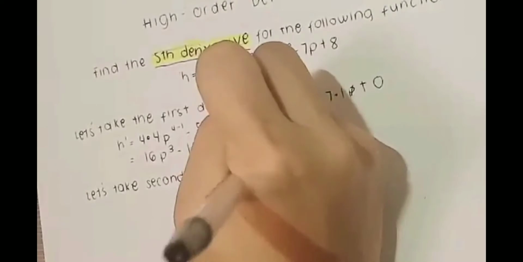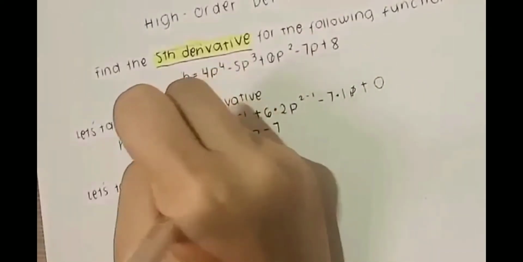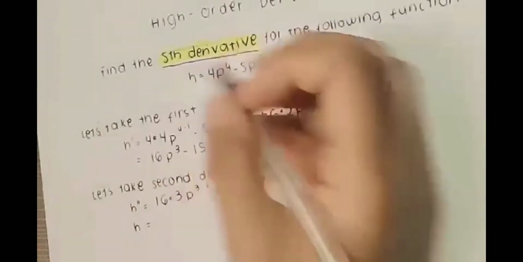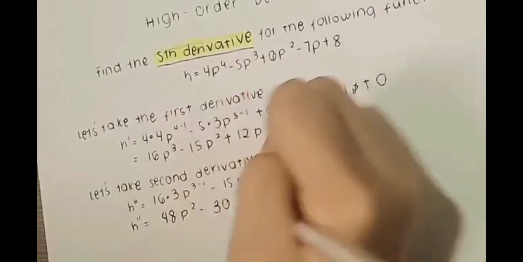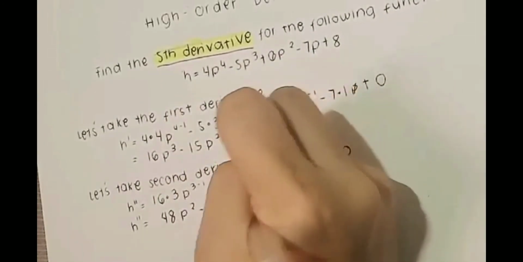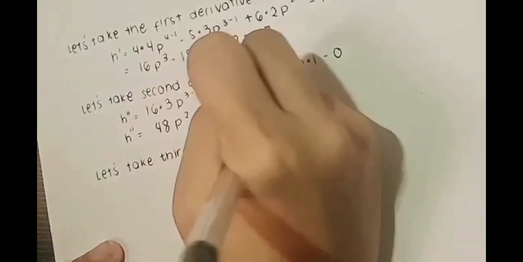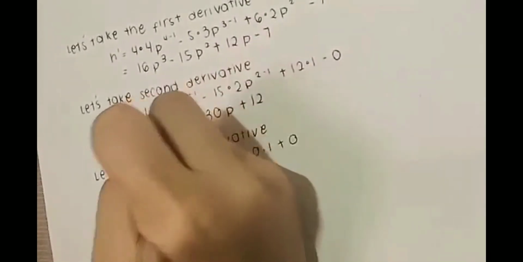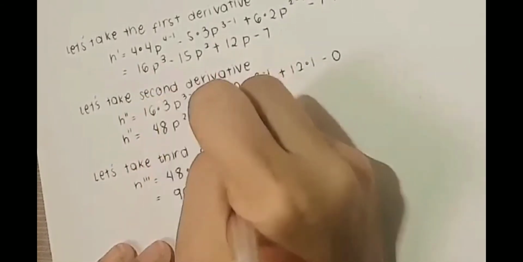Let's take the second derivative and apply the power rule. h double prime is equal to 16 times 3, p, 3 minus 1, minus 15 times 2p, 2 minus 1, plus 12 times 1, minus 0. So simplify it. h double prime is equal to 48p squared minus 30p plus 12. Let's take the derivative. h triple prime equals 48 times 2p, 2 minus 1, minus 30 times 1 plus 0. So simplify it, it is equal to 96p minus 30.